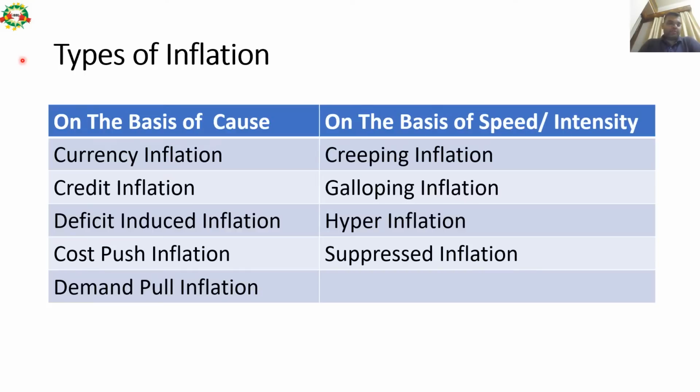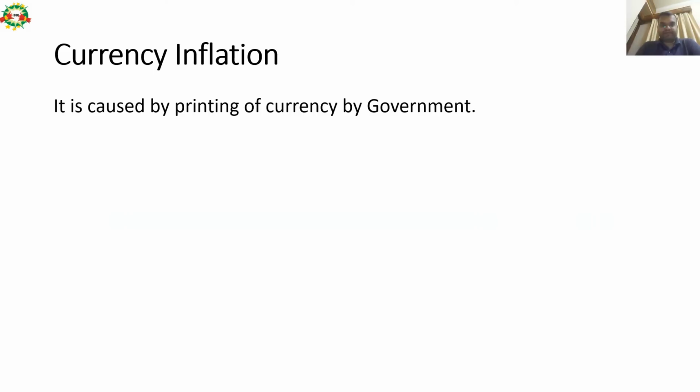Let us now try to understand what the different types of inflation are. So, these types can be broadly classified into two sets of classification. The first set of classification is on the basis of cause, and the second set is on the basis of speed of inflation or intensity of inflation. Each of these 9 terminologies is very important from an examination perspective. So we'll discuss each one of them one by one in subsequent slides.